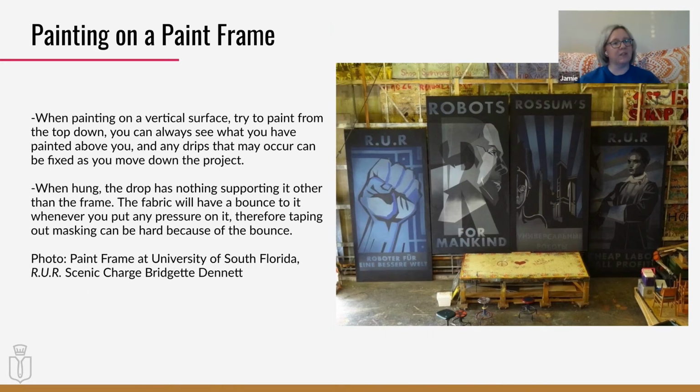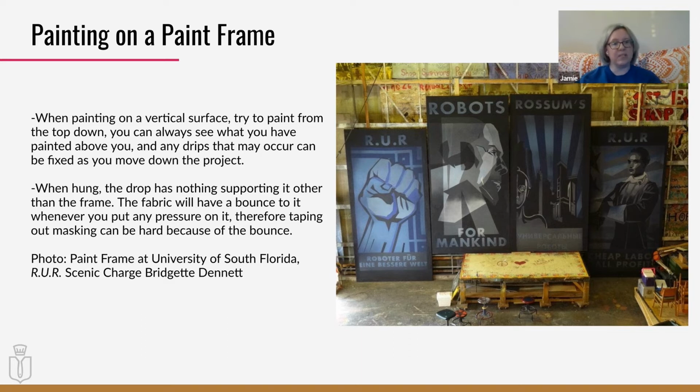When painting on a vertical surface, try to work from the top down, so you can always see what you've painted above you. And if there are any drips that occur, you can fix them as you move down the project, as opposed to having to come back and jump around. And then you can keep your process more organized in your head as well, so that hopefully you're not spending more time trying to fix mistakes as opposed to moving on to the next process.